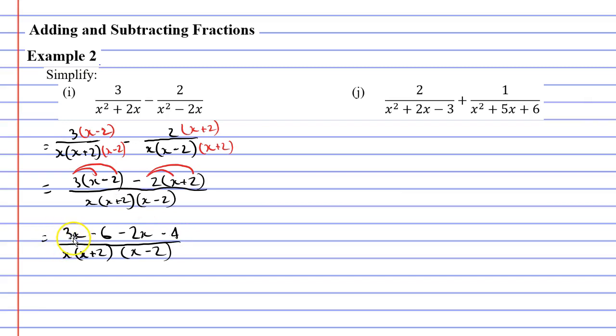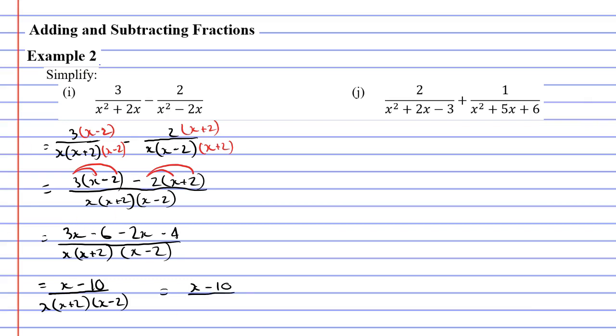Now when I combine like terms, 3x minus 2x is just x, and negative 6 minus 4 gives me minus 10. And then I have a denominator of x, x plus 2, x minus 2. Now looking at the denominator, I can see something that looks like the difference of two squares. I have x plus 2 and x minus 2. So that's going to help me if I expand it. So the top of my fraction will remain the same. It will remain as x minus 10.